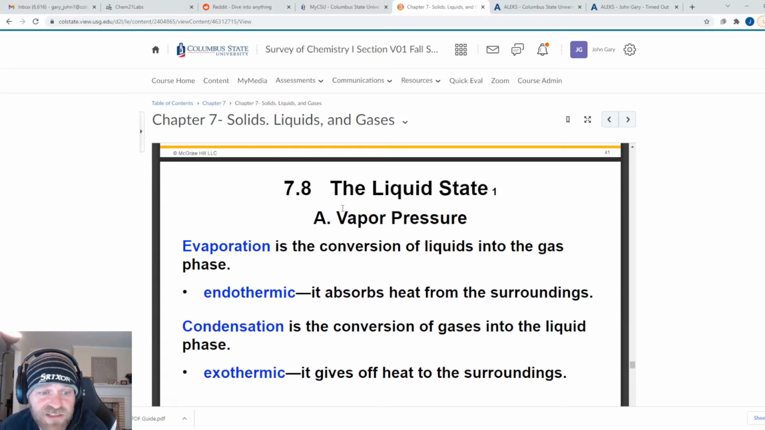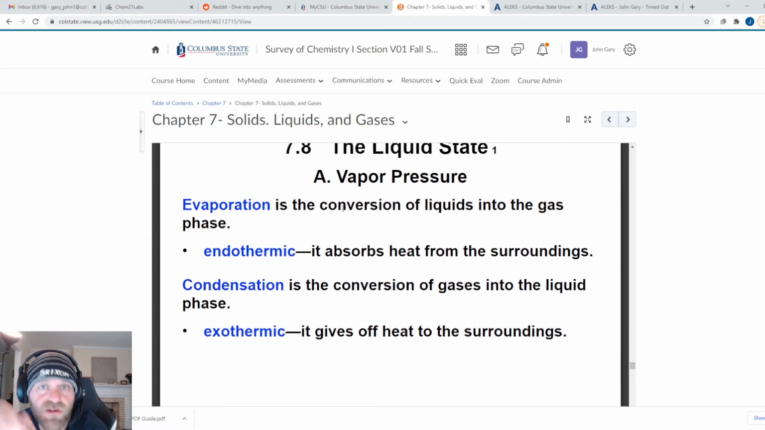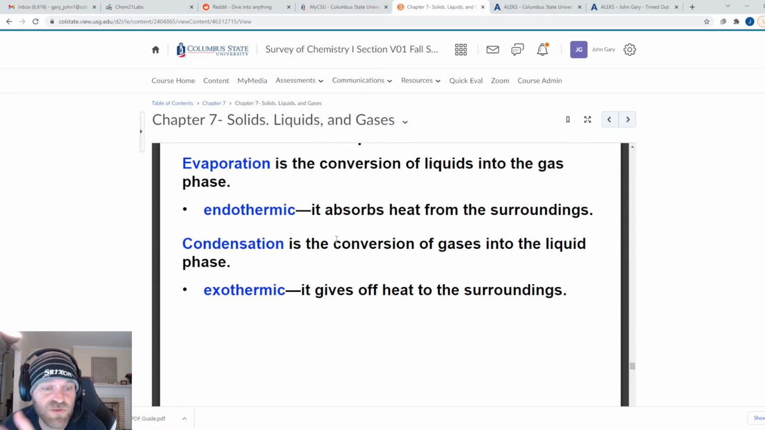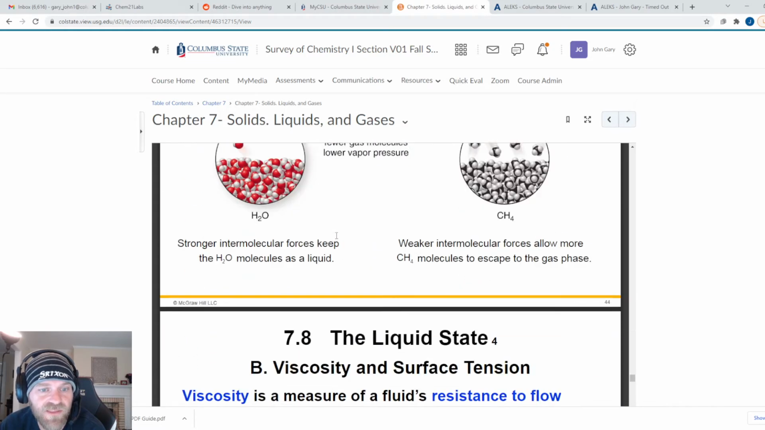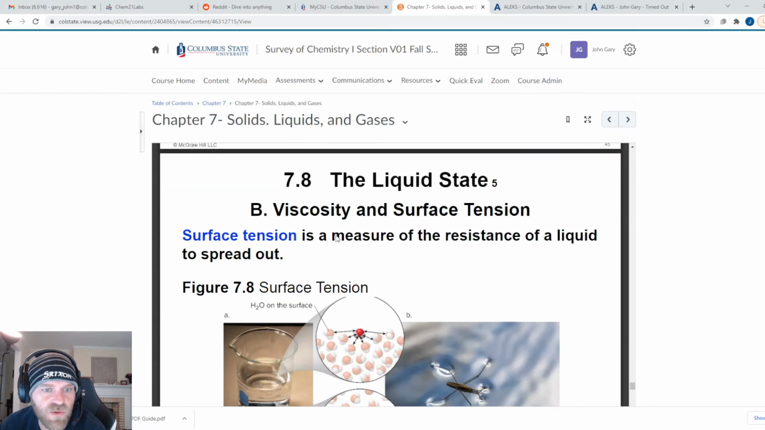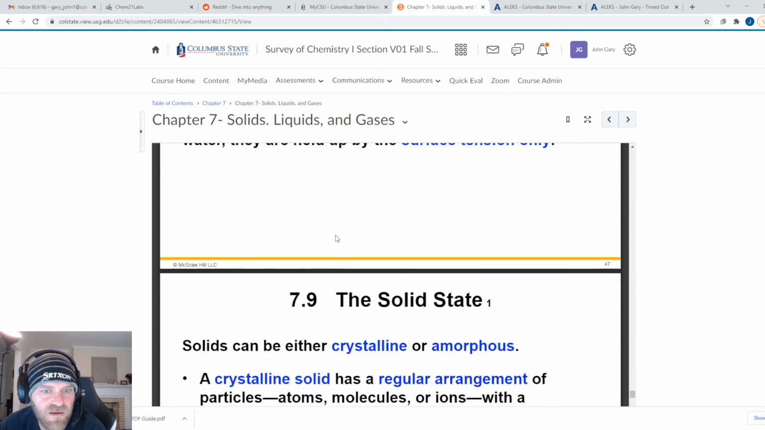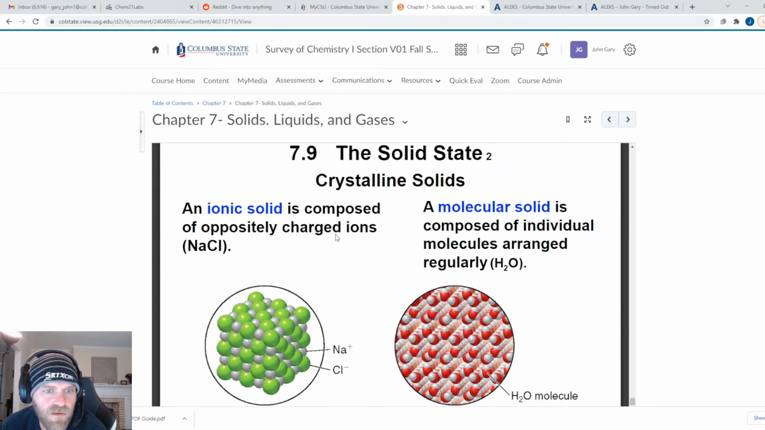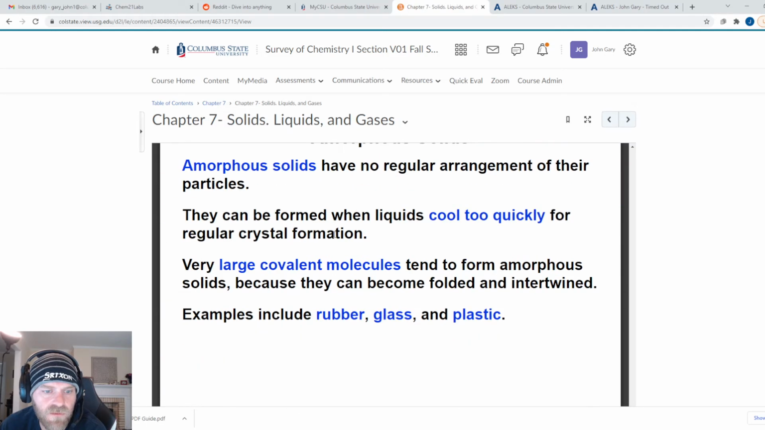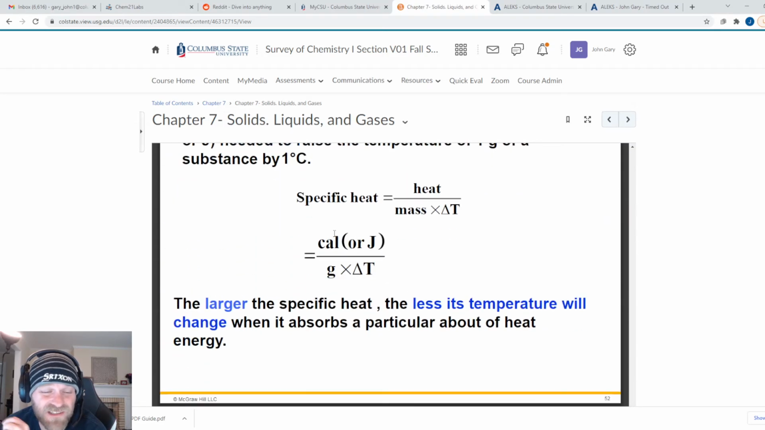It's good to know these different terms for phase changes, states of matter becoming something else. Evaporation is when liquid is converted into gas. Condensation is when gas is converted into liquid. And then we also have liquid to solid. Liquid to solid is freezing.